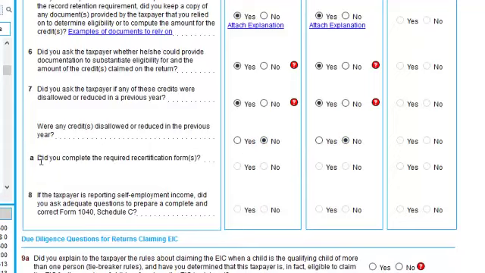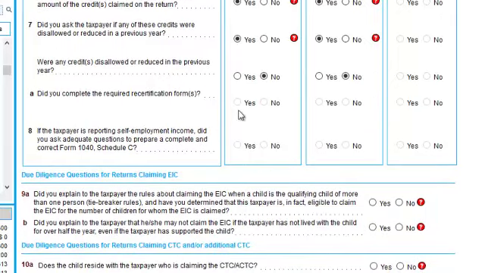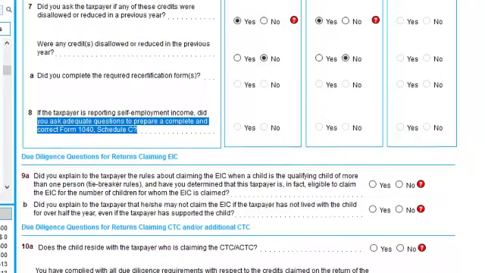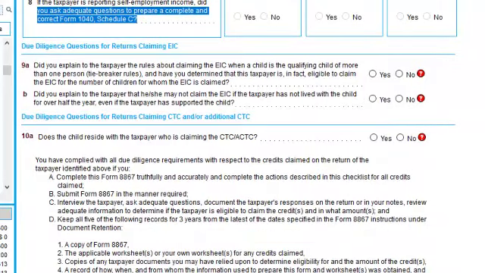And this doesn't populate. Did you complete the required recertification forms? It doesn't populate because you didn't hit yes. If the taxpayer is reporting self-employed, which they didn't, it would be yes, because we're going to get documentation for that in the form of some receipts, and closing it out pretty much. Did you, again, it's going to ask the same questions.